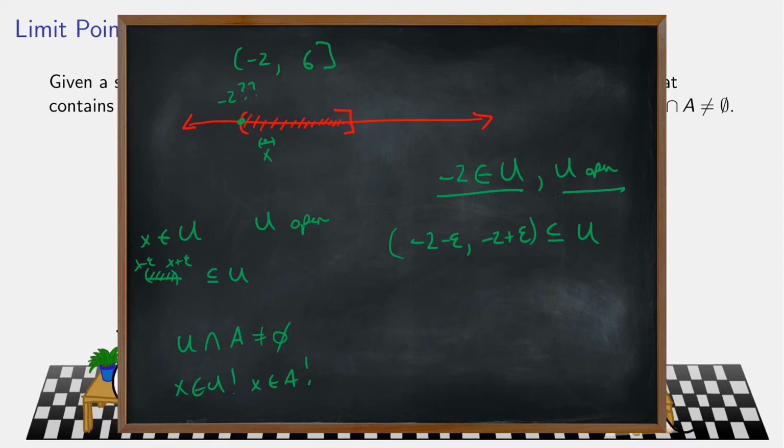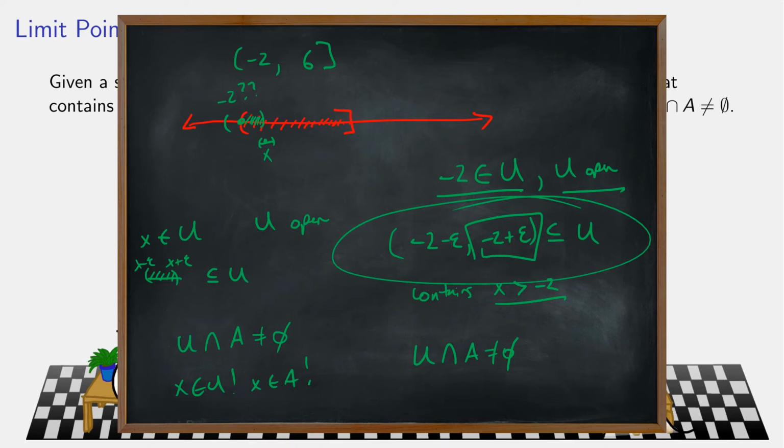But therefore, this contains some x's which are bigger than -2, because it goes all the way up to -2 plus epsilon. So looking back at the original picture, if I can go all the way up to -2 plus epsilon, there will be numbers that are in between -2 and 6. So therefore, U intersect A is not empty. It doesn't matter how small this epsilon is. No matter how small it is, I'm still going to contain numbers bigger than -2, and therefore the open set U will intersect the interval. So even though -2 was not in the interval, it is a limit point of it.